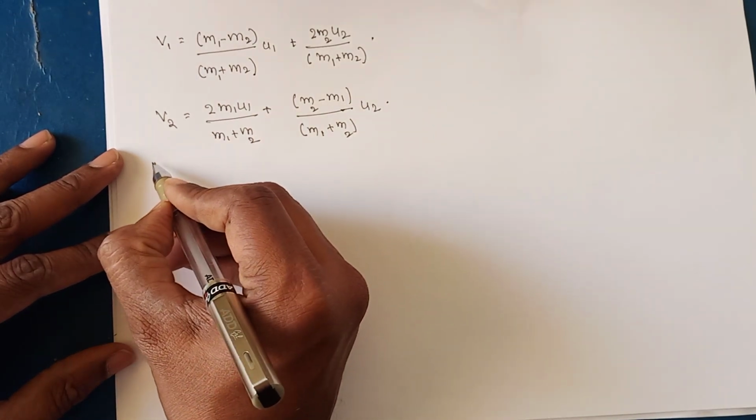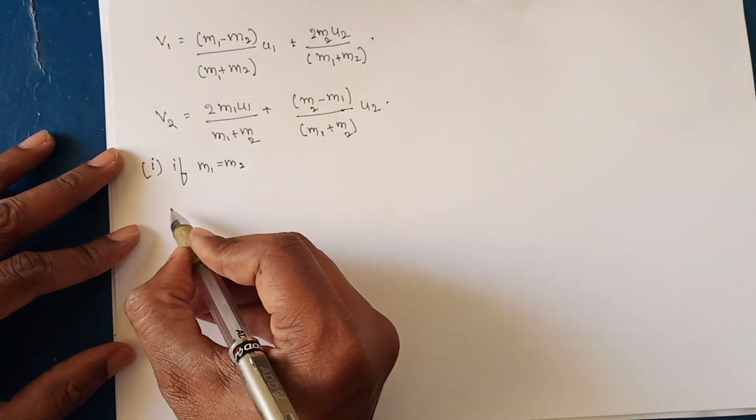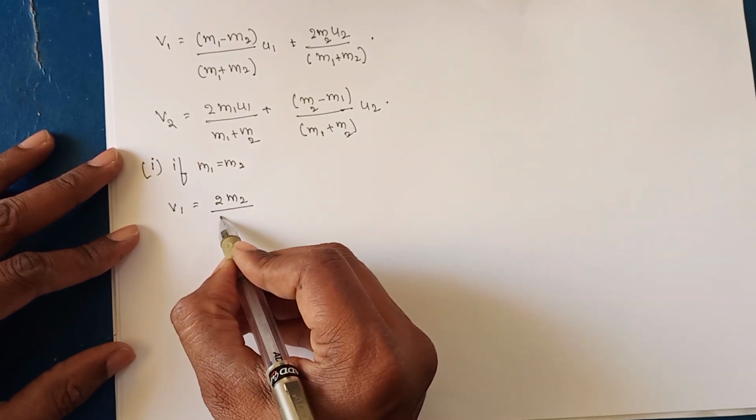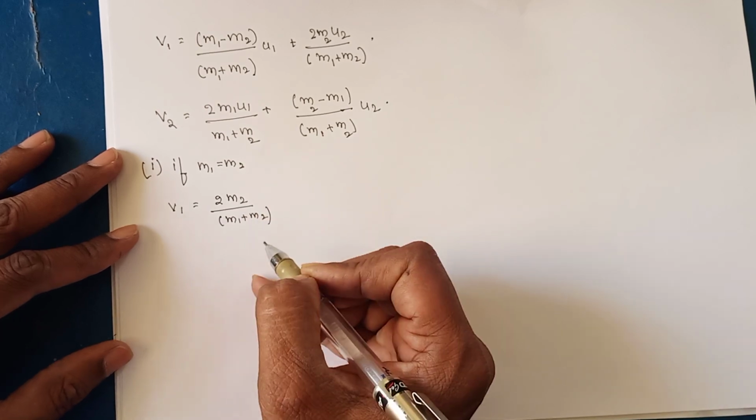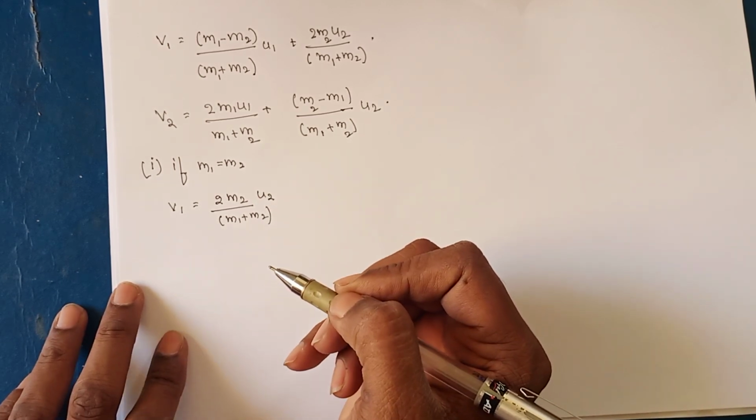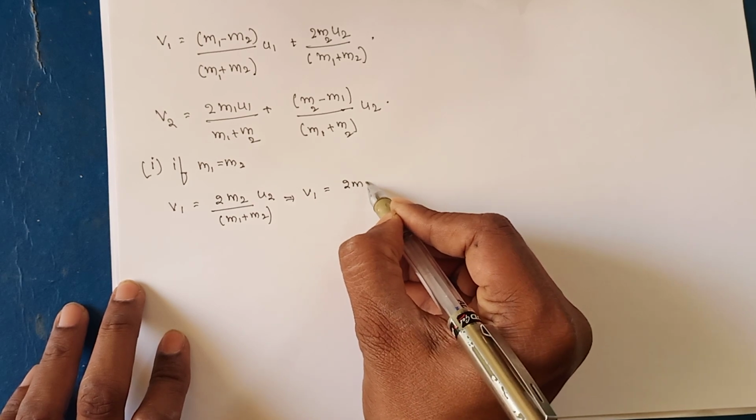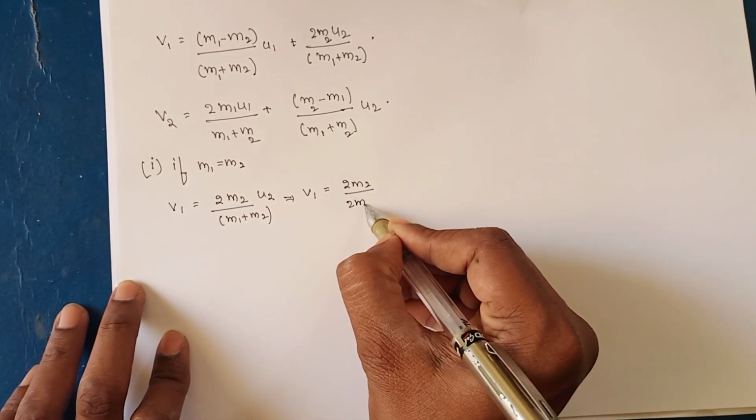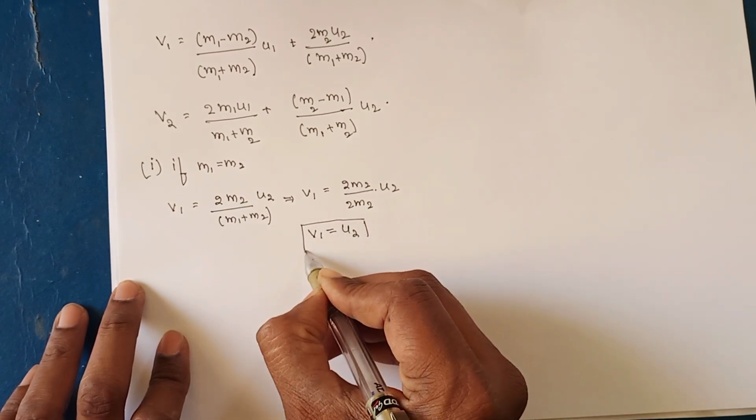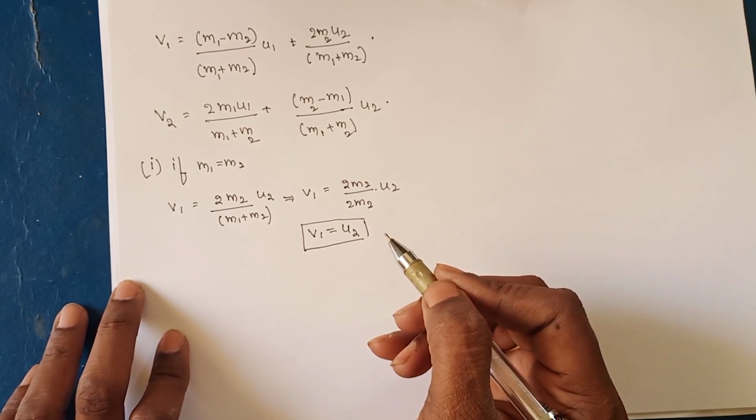Suppose condition 1: if m1 is equal to m2, what happens? v1 is equal to 2 m2 u2 by (m1 plus m2). Now v1 is equal to 2 m2 by (m2 plus m2) into u2. What is this? v1 is equal to u2. The final velocity of the first body is equal to the initial velocity of the second body.